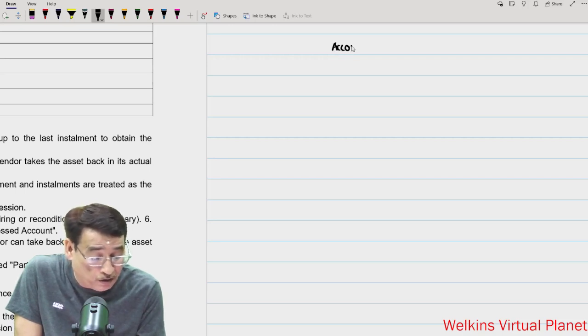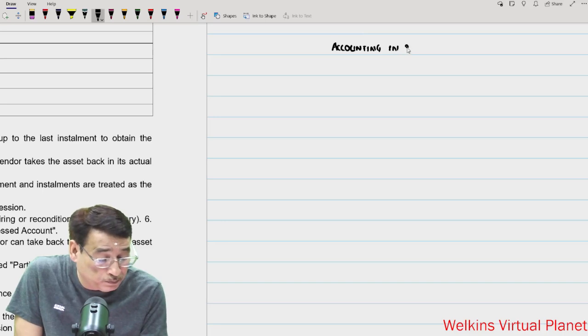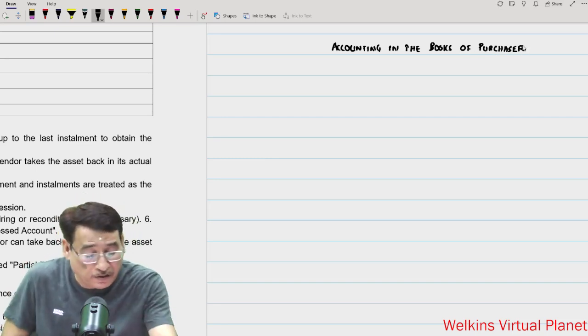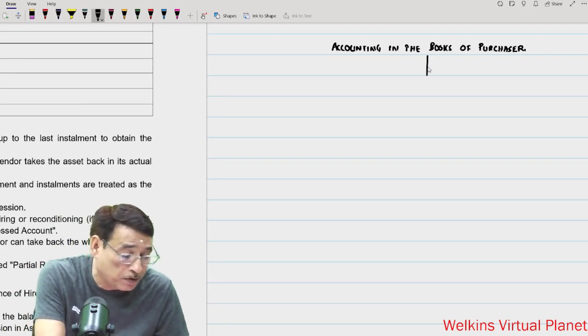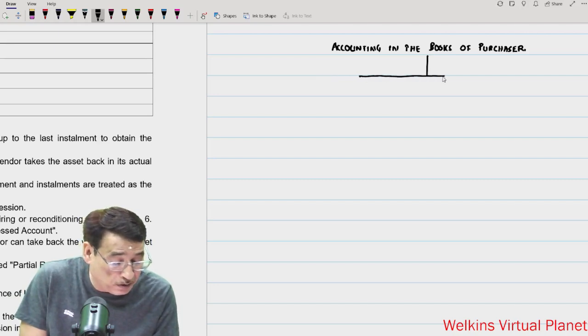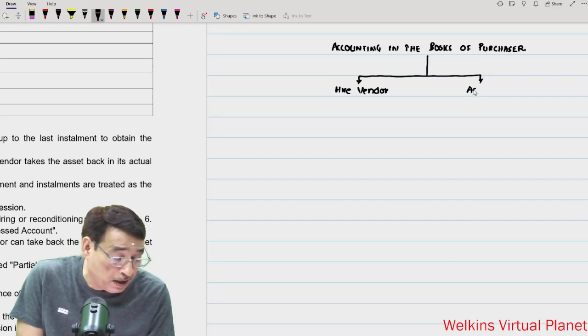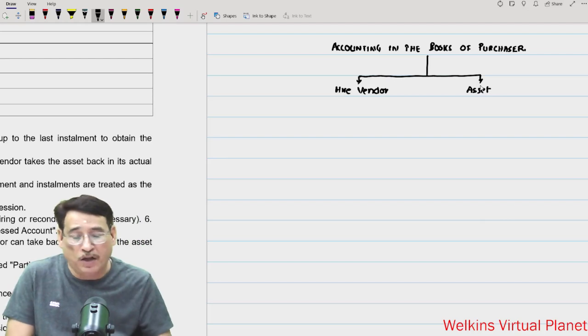First of all, accounting in the books of the hire purchaser. We saw in the last session that the purchaser prepares two main accounts. One is the hire vendor account, the account of the vendor from whom he has purchased the asset, and he will also prepare the asset account, the asset which he has purchased. These are the two accounts prepared by the hire purchaser.